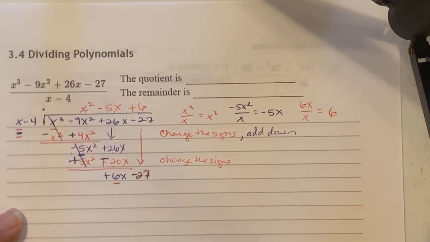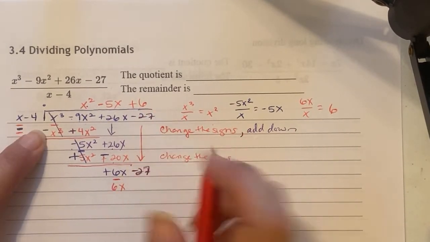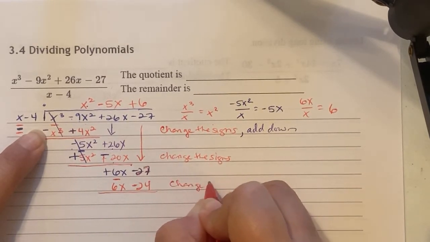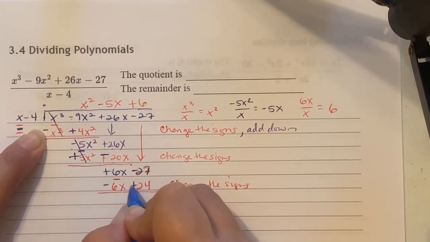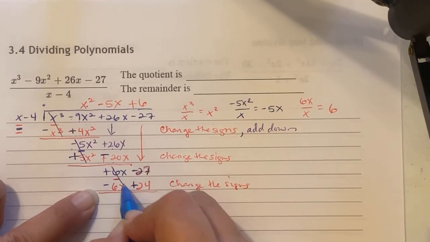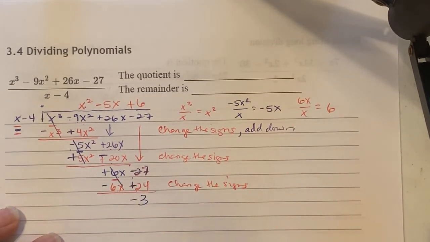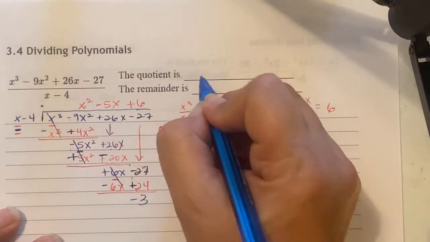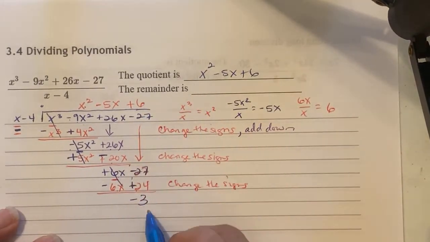So I'm going to write a positive 6. We're going to do the same thing. 6 times x is 6x. 6 times the negative 4 is a negative 24. Draw your line. Change the signs. So this becomes negative, that becomes positive. Positive 6 and negative 6 cancel out. Negative 27 minus negative 24, you're left with negative 3. So up here it says the quotient is, well, what's above your long division bar? x squared minus 5x plus 6. Your remainder is negative 3.